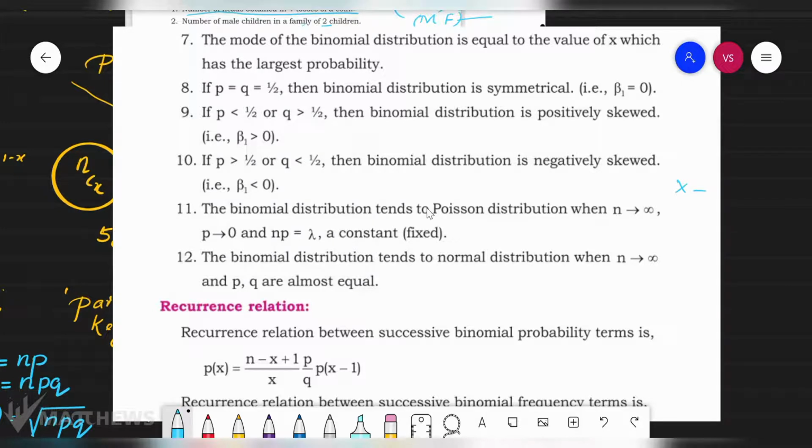Here they also mention that if both P and Q are equal, the binomial distribution is symmetrical. I will explain that to you in the next video where I solve problems on binomial distributions. And if P is less than half, then the binomial distribution is positively skewed. If P is more than half, the binomial distribution is negatively skewed. Okay, so this is what it is.